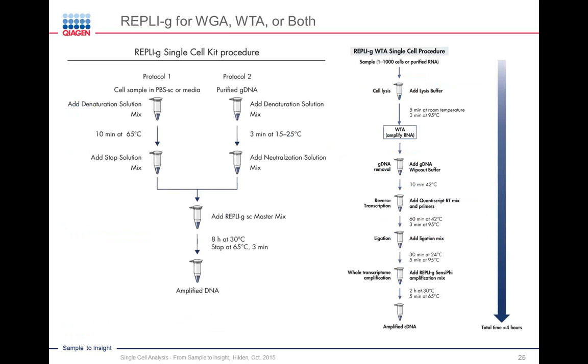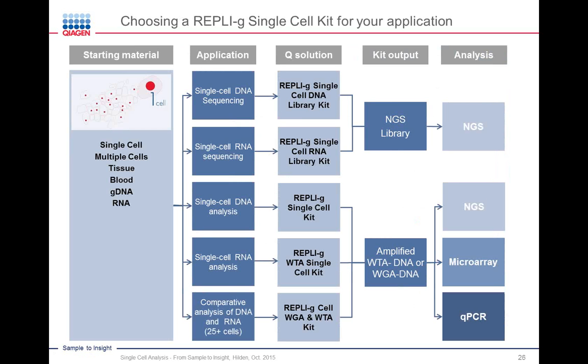As I said before, we can run this natively on genomic DNA, or we have a modified protocol where we can produce a first or second strand cDNA, ligate these together, and then run a WTA on that, so a whole transcriptome amplification. We have a variety of products. Some of them are specific for NGS. These are the REPLI-g single-cell DNA and RNA library prep kits.